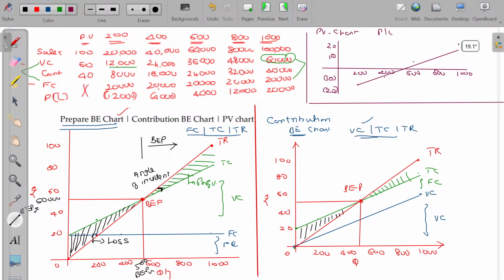Now what happens here? This will be the break-even point. So this zone is the profit, this zone is the loss. If you are marking only the profit, then you'll get the PV chart here. So we have been given three variants of the chart. One is a BEP chart directly, another one is a contribution break-even chart, another one is PV chart. Hope now you'll be able to understand this one.